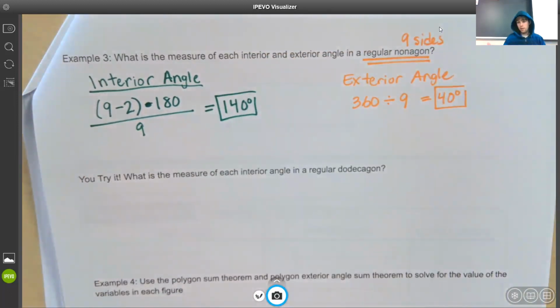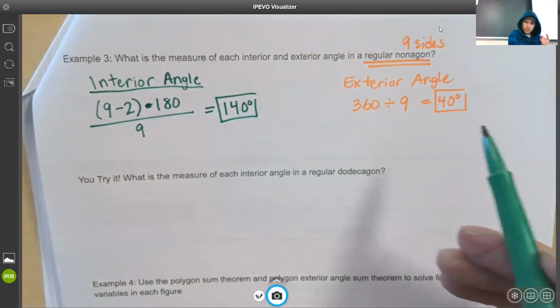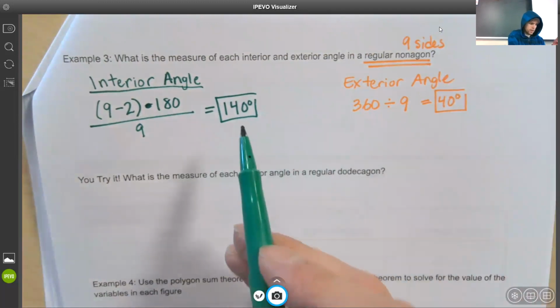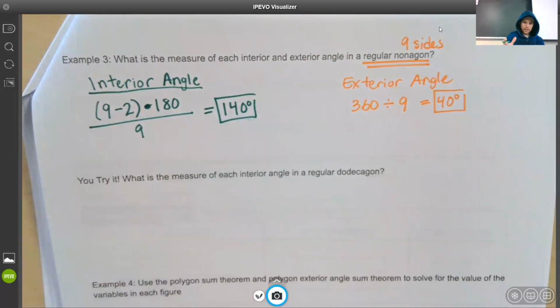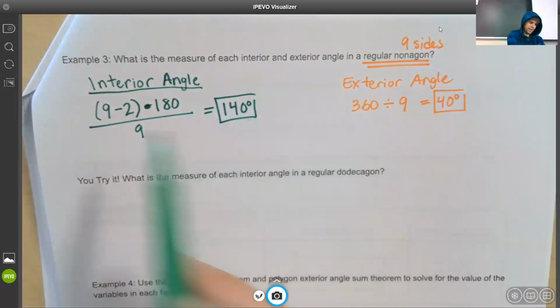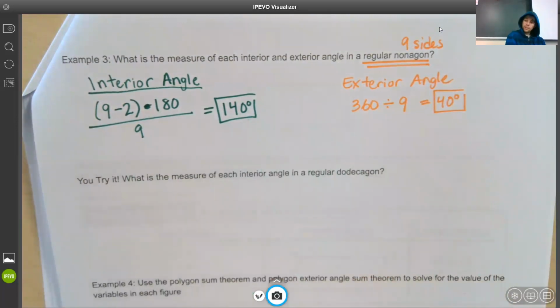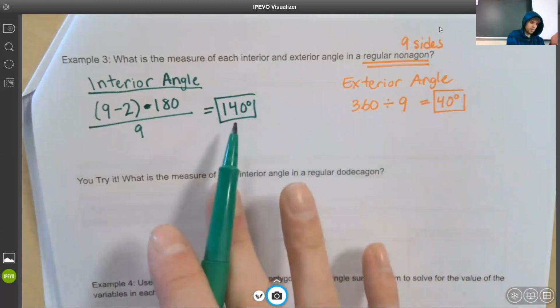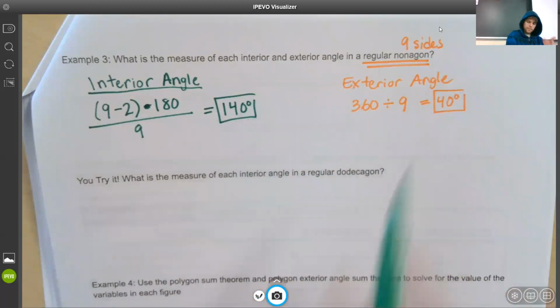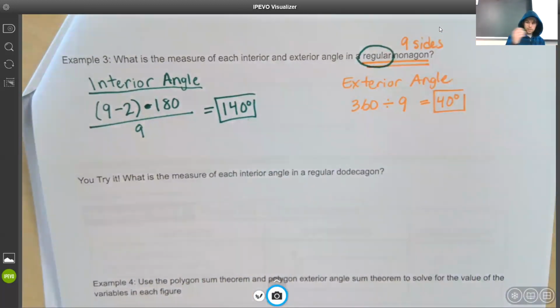Why did I say that I already knew that? Well, if I know the exterior angle, I know the interior angle needs to be supplementary to it. 40, 140, they add together to be 180. So actually, I didn't need to do this calculation. If I find the exterior, I know the interior. Now, vice versa, if I started with the interior, I don't need to do this other calculation. I know what the exterior is going to be.